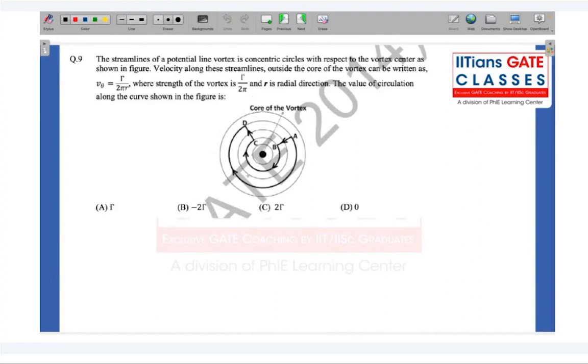So this is a velocity field which is formed by a vortex with velocity given by gamma by 2 pi r. And they have told us it's a potential vortex, which means that it is irrotational everywhere except the origin, at r equals 0. So they're asking us what is the circulation in the curve ABCD as shown in the figure.